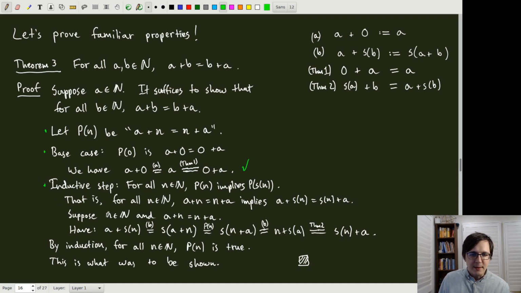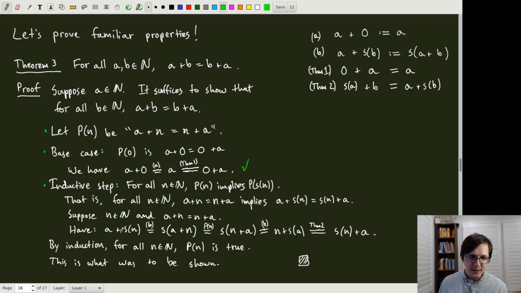Now the inductive step, which is, as always, for all n, P of n implies P of the successor of n. Writing this out, that's for all natural numbers n, whenever A plus n equals n plus A, then A plus the successor of n is the successor of n plus A. Since this is supposed to be a for all, let's have n be some arbitrary natural number, and let's suppose the hypothesis that it commutes with A through addition.